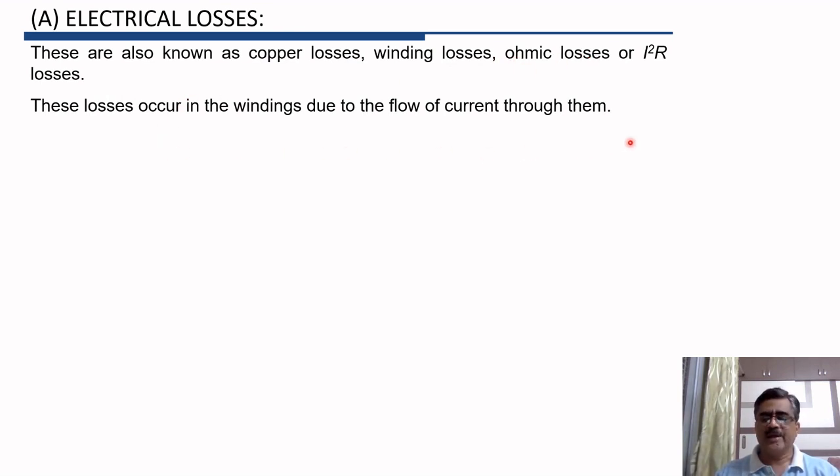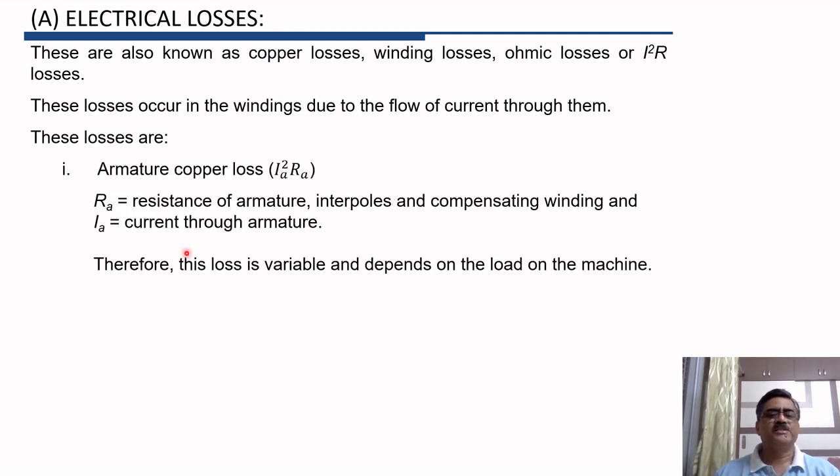There are three types of electrical losses. The first is armature copper loss, which is equal to Ia square into Ra. Here, Ia is the current flowing through the armature and Ra is the resistance of the armature, including the resistance of interpole and compensating winding.